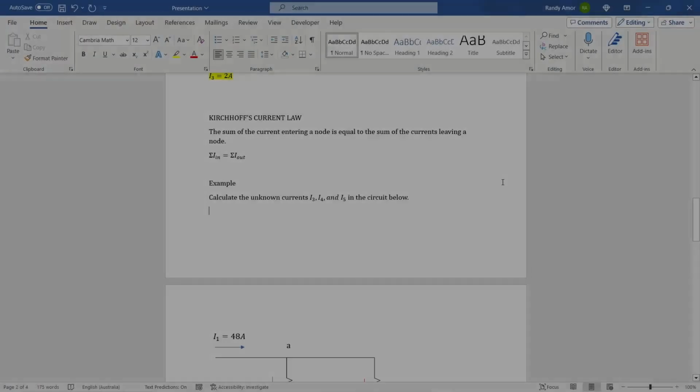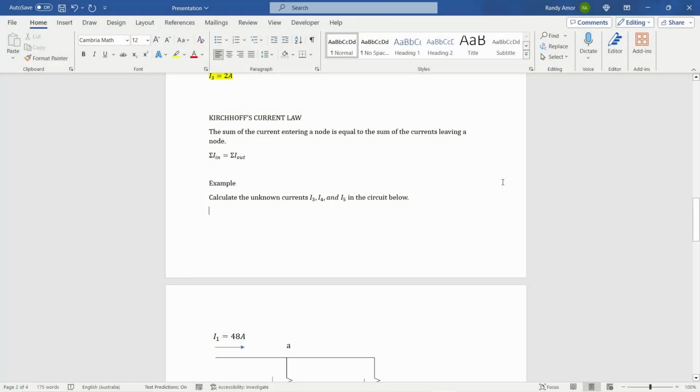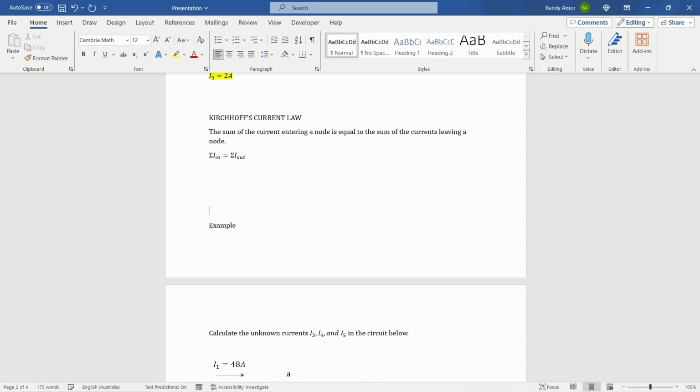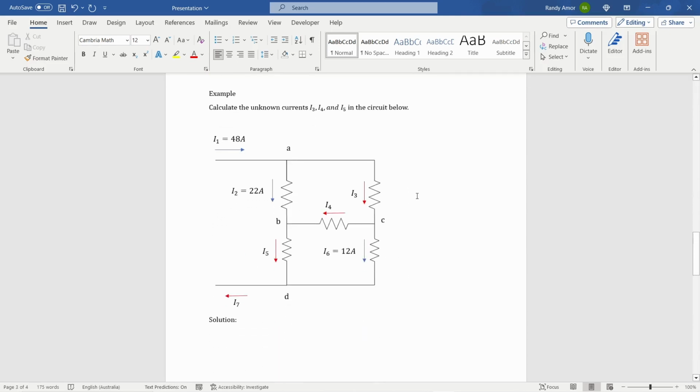Now for Kirchhoff's current law. Kirchhoff's current law states that the sum of the currents entering a node is equal to the sum of the currents leaving a node. Therefore, sigma I in is equal to sigma I out. For example, calculate the currents I3, I4, and I5 in the circuit below. We're asked to find the currents I3, I4, I5, and I7, so we should include I7 in there.